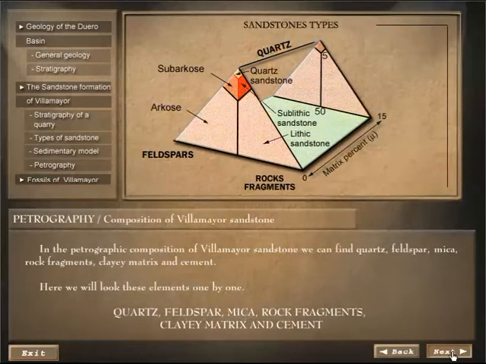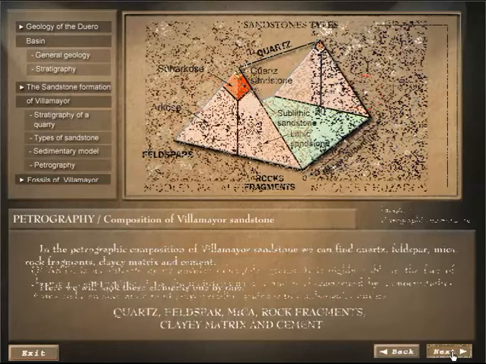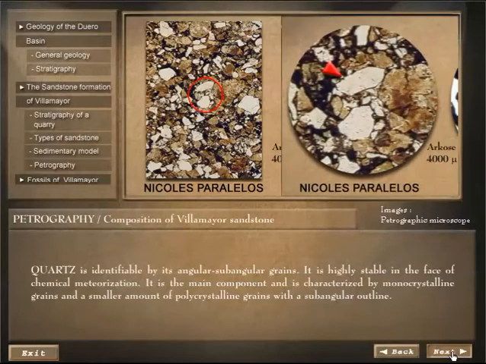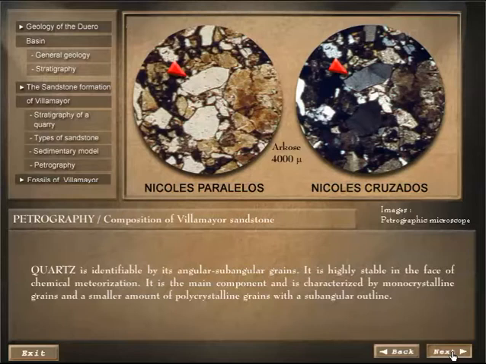Composition of Villamayor sandstone. In the petrographic composition of Villamayor sandstone, we can find quartz, feldspar, mica, rock fragments, clayey matrix, and cement. Here we will look at these elements one by one. Quartz is identifiable by its angular-subangular grains. It's highly stable in the face of chemical weathering. It is the main component and is characterized by monocrystalline grains and a smaller amount of polycrystalline grains with a subangular outline.